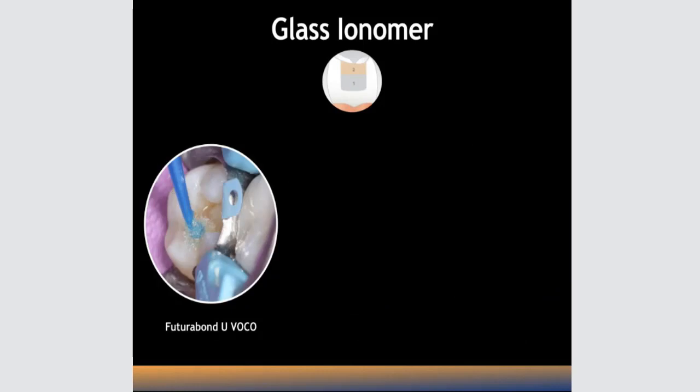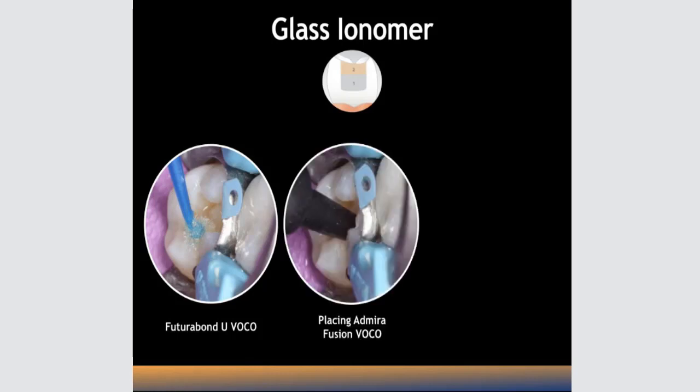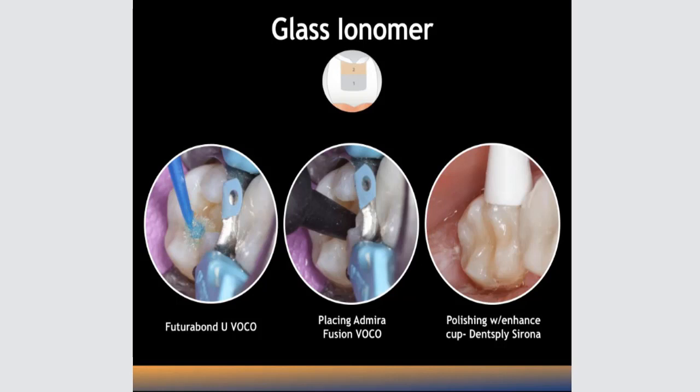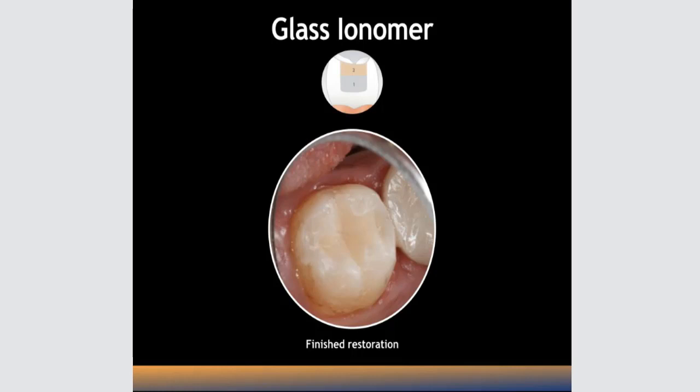I want this to be an open sandwich technique. This was put in a patient that has a high degree of caries, and so I want that glass ionomer to be exposed. I'm going to be using Futurabond U here as adhesive, and then placing my composite, this is my Admira Fusion from Voco. It's a composite from Voco. And then I'm just polishing the restoration with an enhanced cup from Dentsply Sirona. And there's the finished restoration.